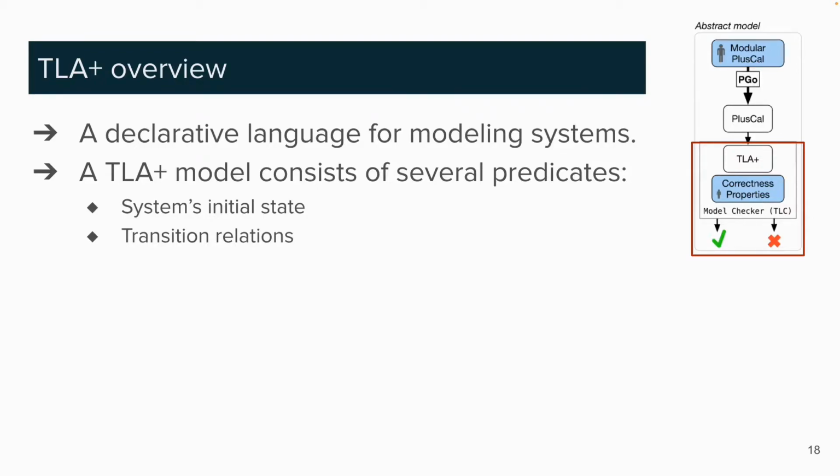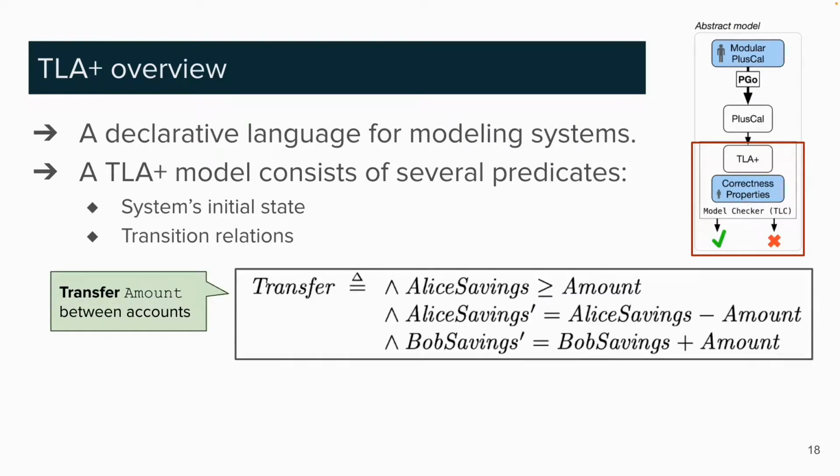As an example of a transition relation, here we have a simple bank transfer that says if Alice has enough savings, then transfer an amount of money from Alice's account to Bob's account.